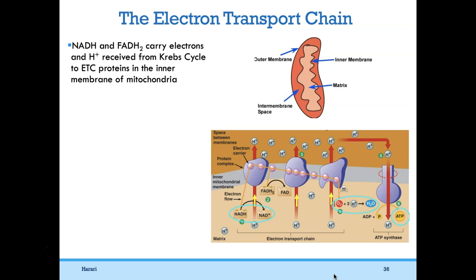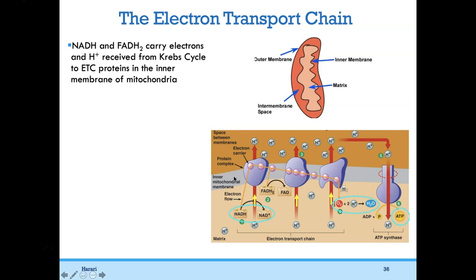So NADH and FADH2 will carry electrons and the protons received from the Krebs cycle to the electron transport chain in the inner membrane of the mitochondria. So remember those cristae, those folds? And we said all the ATP making enzymes are on those membranes. So that's why it has to fold to maximize surface area.